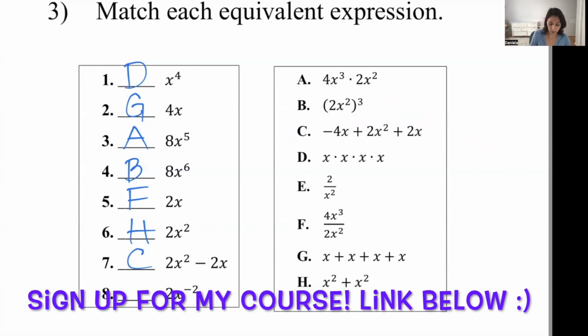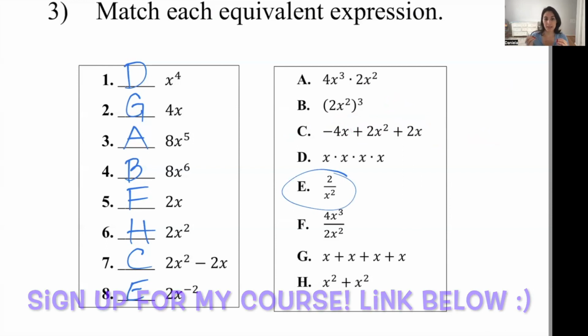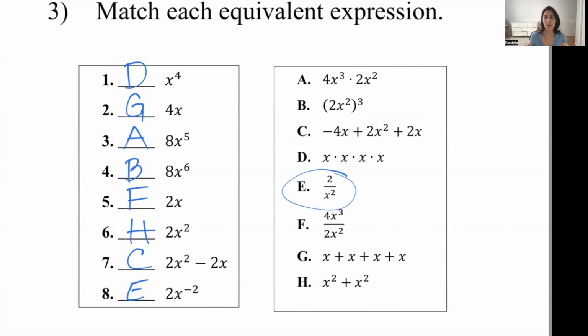Last but not least, number 8, the reason why that is going to be E, that's the negative exponent rule. So whenever you have a negative exponent, you could think of it as it moves, right? If it's in the numerator, it goes to the denominator. If it's in the denominator, it goes up to the numerator. And in that process of moving, the negative exponent turns positive. So just keep in mind, right? So that is 2x to the negative 2.